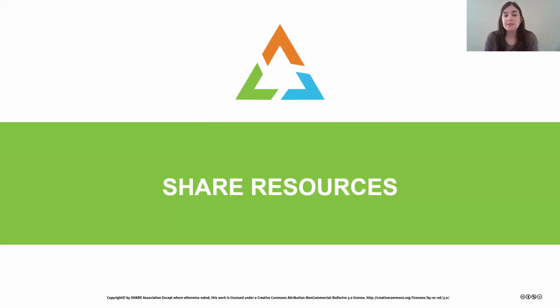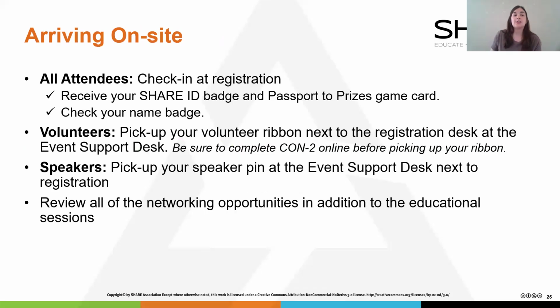Okay, I want to breeze through some resources here before we get to the Q&A section. So whenever you arrive on site, you're going to want to look for the registration desk. You'll receive your Share ID badge and Passport to Prizes game card. Make sure to double check your name badge that all the information is correct on there. You can always get it reprinted at the desk as well. Volunteers, be sure to pick up your ribbon and complete your Con 2 at the registration desk as well. And then speakers can pick up your speaker pin at the event support desk next to registration.